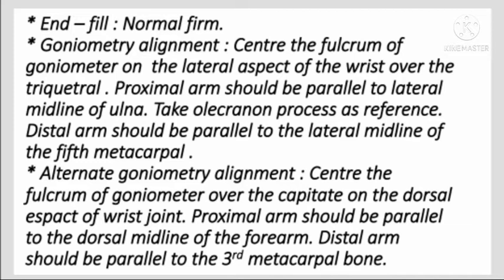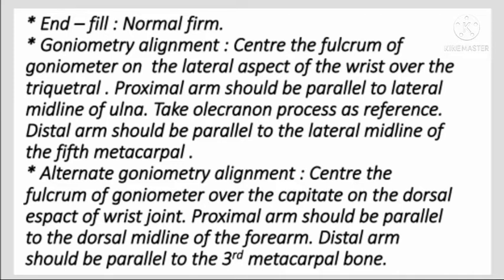Goniometry alignment: center the fulcrum of the goniometer over the lateral aspect of the wrist over the triquetrum. Proximal arm should be parallel to the lateral midline of the ulna. Take the reference as the olecranon process. Distal arm should be parallel to the lateral midline of the fifth metacarpal. Alternate method of goniometry alignment.